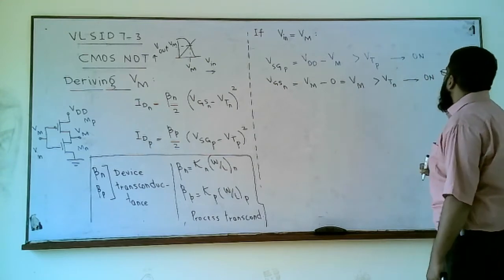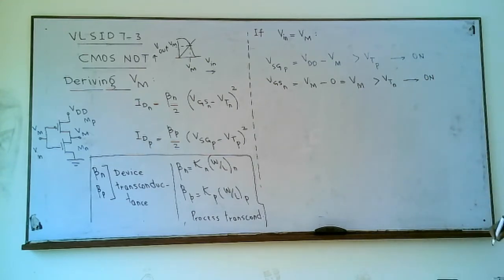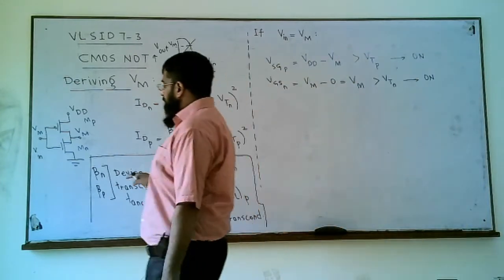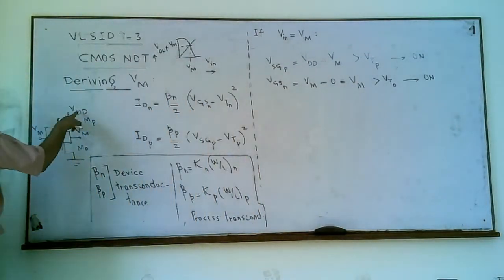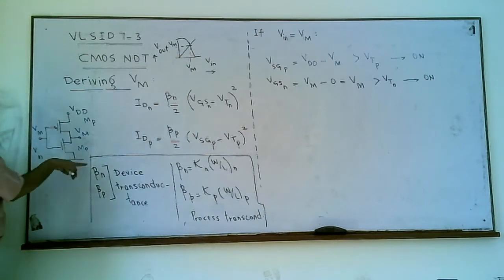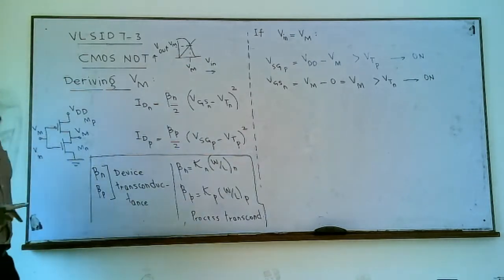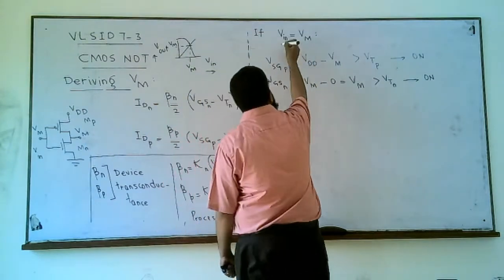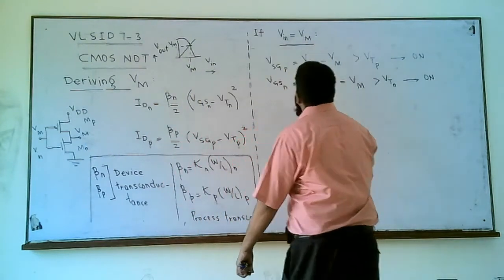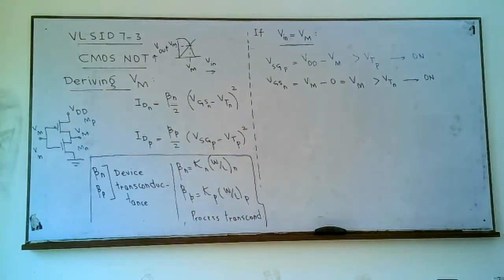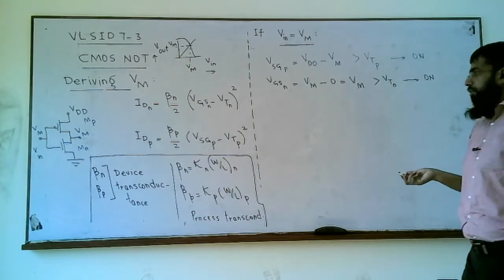In the earlier scenario we studied that once we have V in equal to 0 volts, only PMOS was on. When we have V in equal to VDD, only the NMOS was on. But in this setting where we have V in equal to a middle voltage VM, we have both transistors MP and MN on.